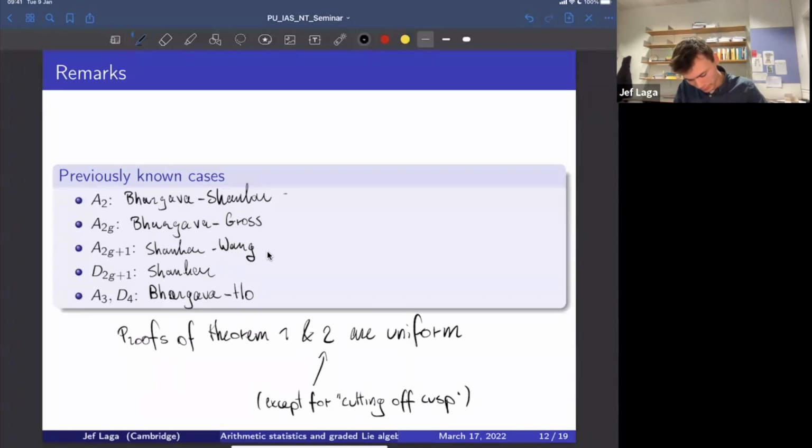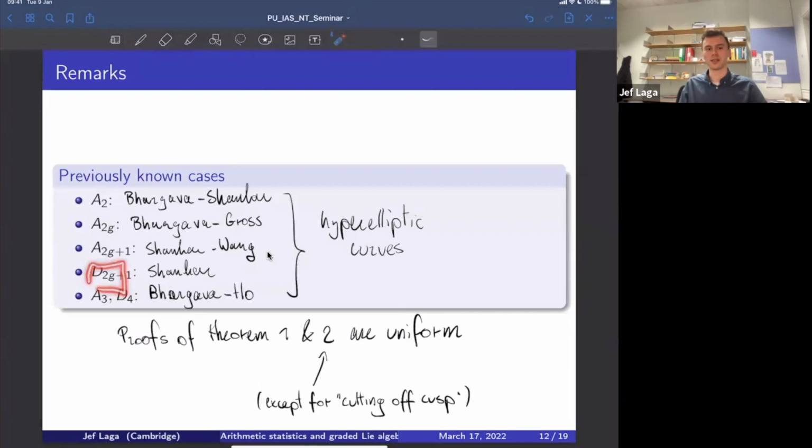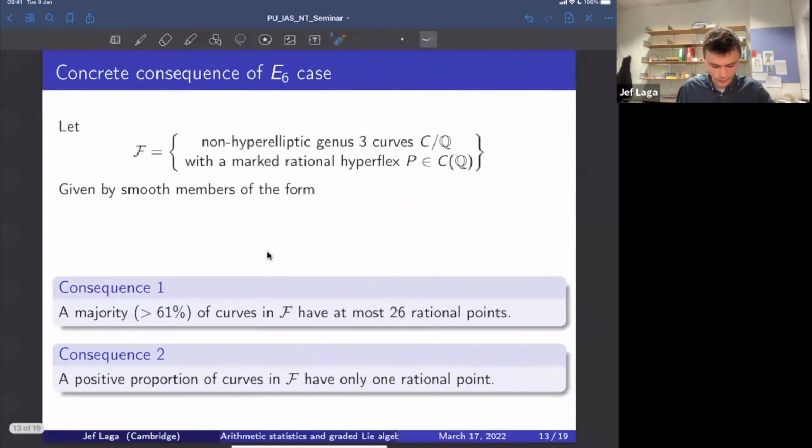All right, and so all these cases that were known before, those were all families of hyperelliptic curves. And the missing D even case, so that's the only classical case that's missing, D sub an even integer, that's also hyperelliptic curves. But these exceptional cases, E6, E7, E8, they're interesting because they lead to non-hyperelliptic curves. And let me give you one example of how they look, namely the E6 case. So the E6 case leads to the following family.